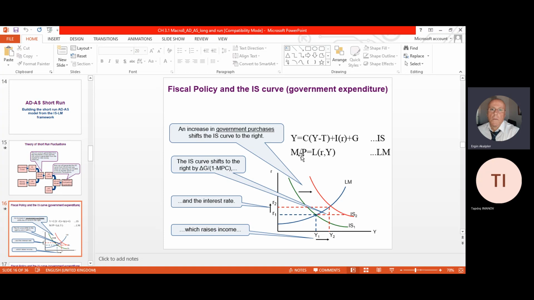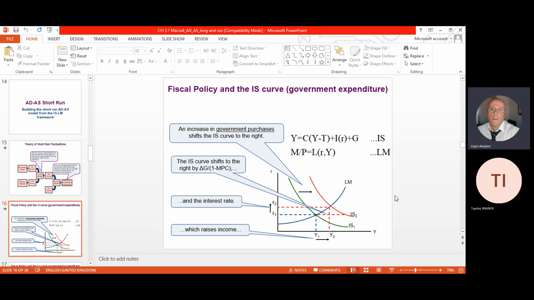The LM curve stays intact. The LM curve here is M over P, the real money supply, which is liquidity, a function of the interest rate, and the output is indicated here on the slide. Then an increase in government purchases shifts the IS curve to the right, as indicated here, moving away from the origin.